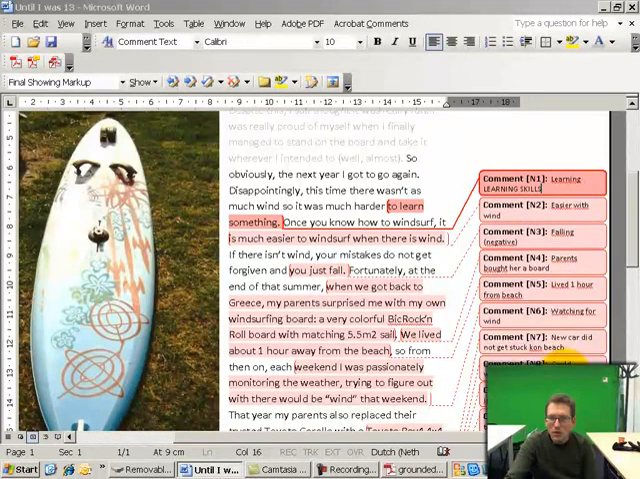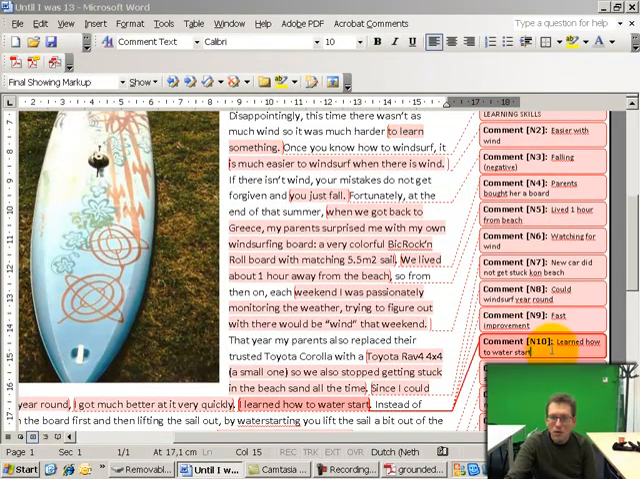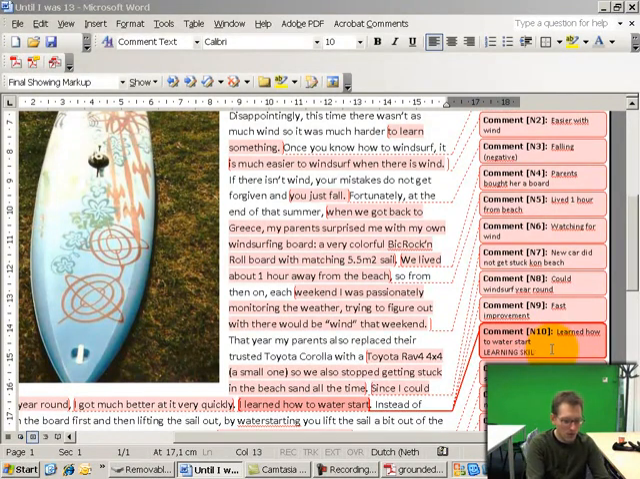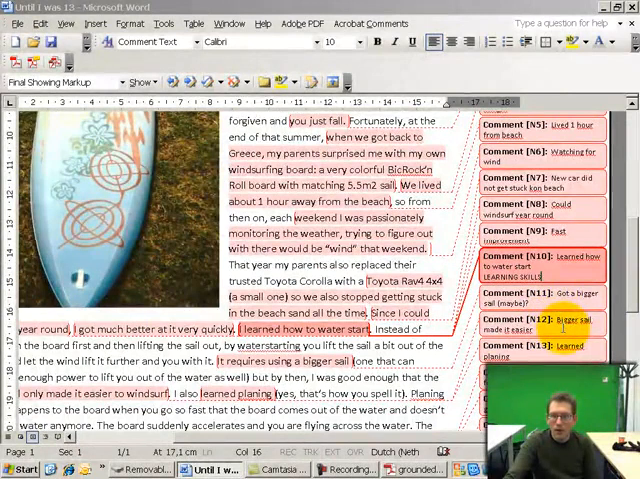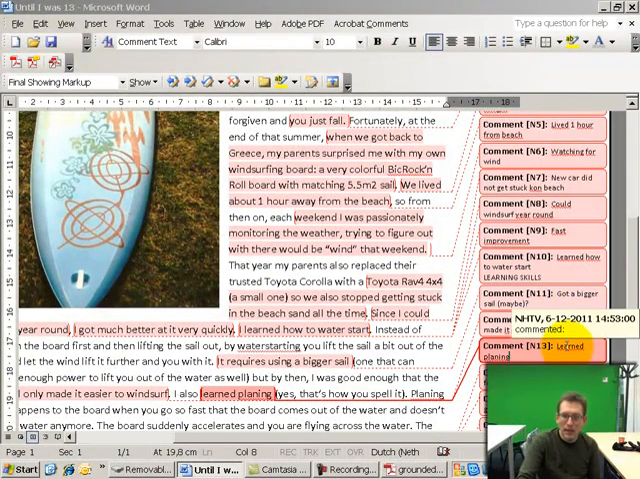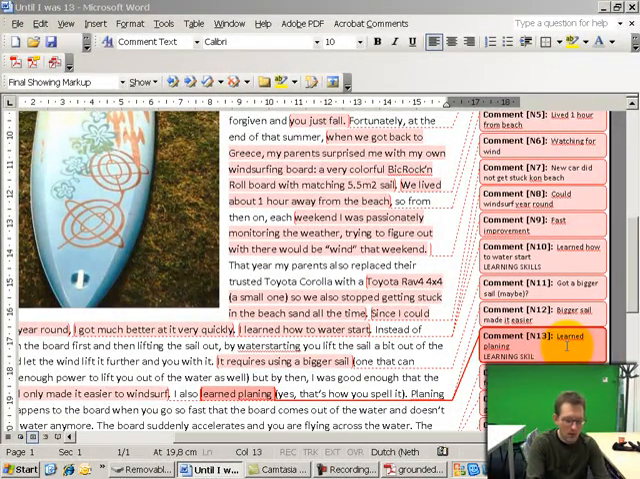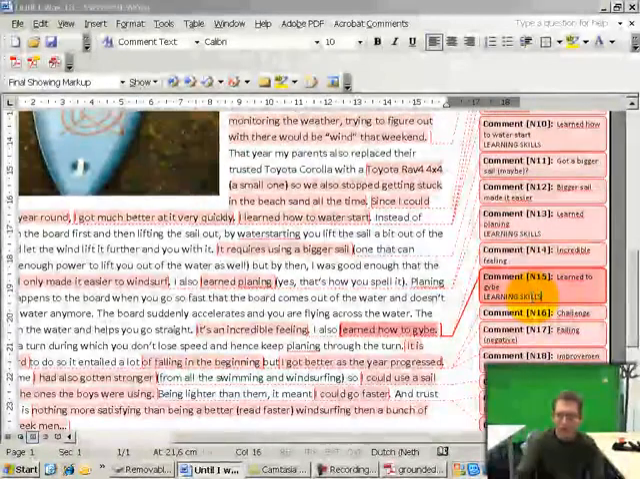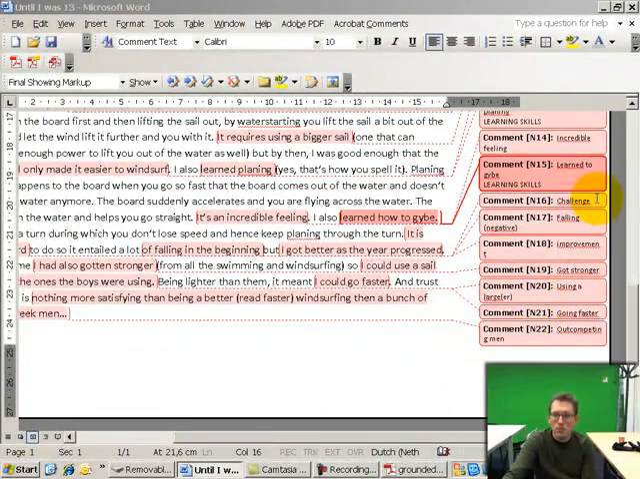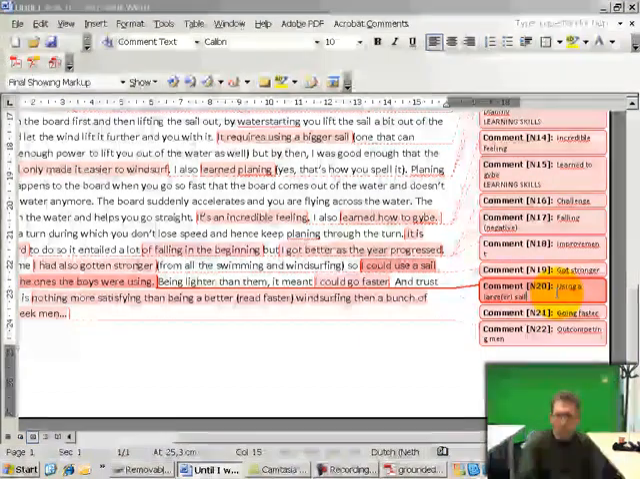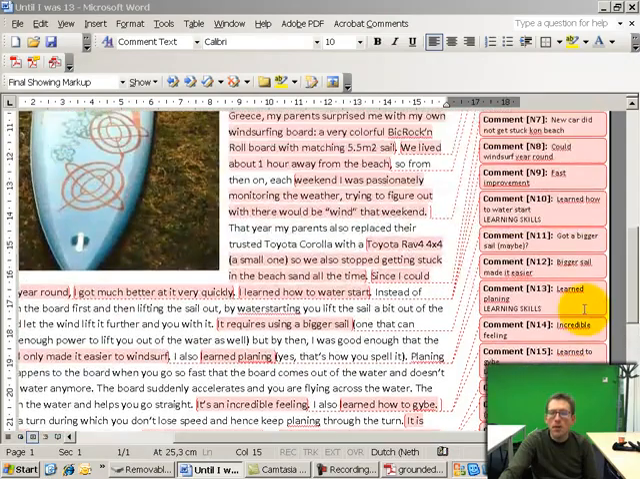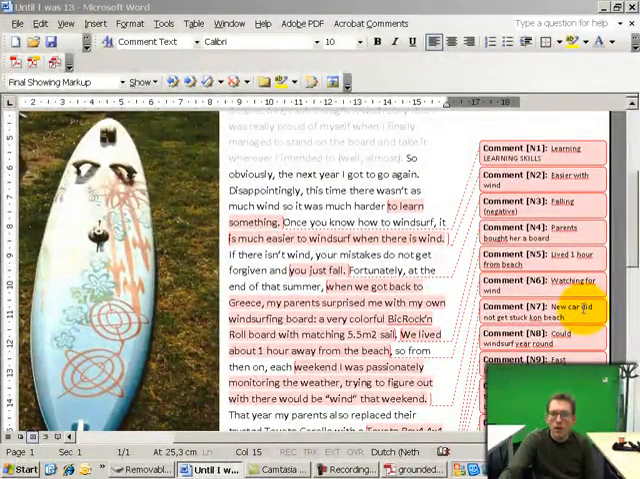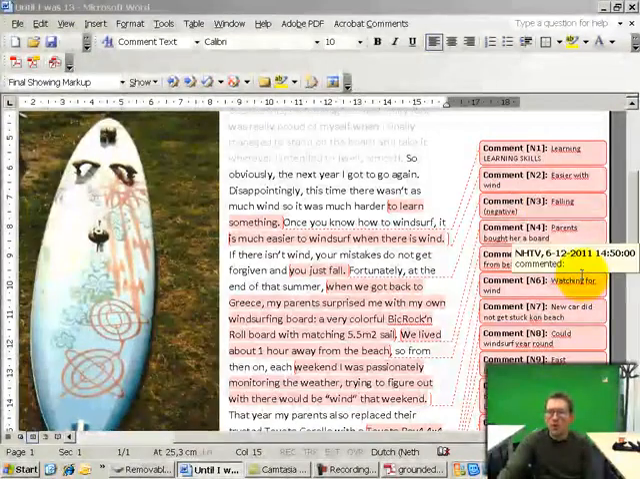Okay, watching for wind, could windsurf year round, fast improvement. Okay, learned how to water start. That's also learning skills. Not a bigger sail or something. It's learned planing. Learning skills. Incredible feeling. Learned to jibe. Skills. Challenge. Falling. Got stronger. Using a larger sail. Going faster, out-competing men. Okay. So these things that she said about learning do seem to hold together.